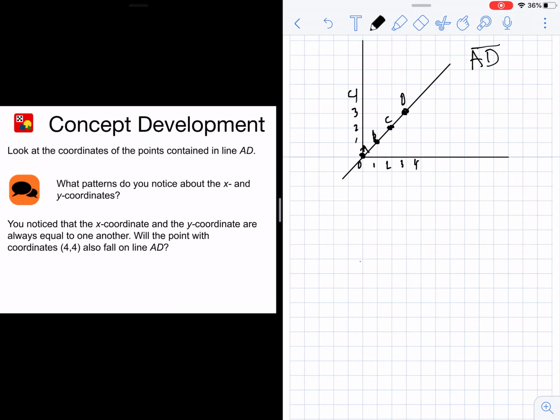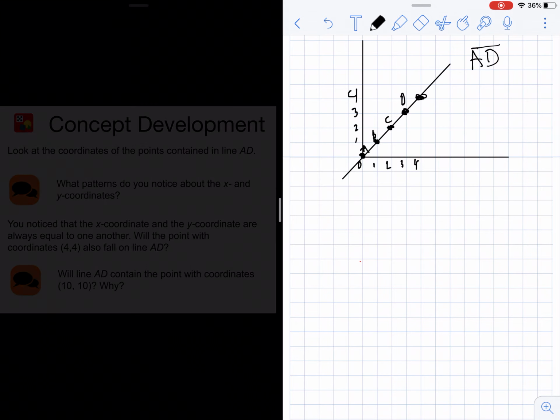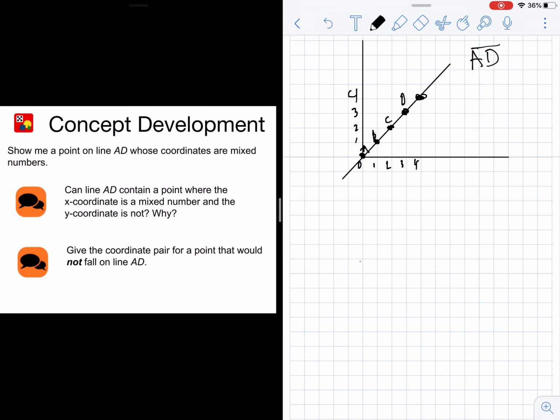Do you think the point with the coordinates 4, 4 will also fall on this line? Yep, you're correct. Okay, and if we kept going, would line AD contain the point with coordinates 10, 10? Yes, it will, right? Because it's a pattern, right?